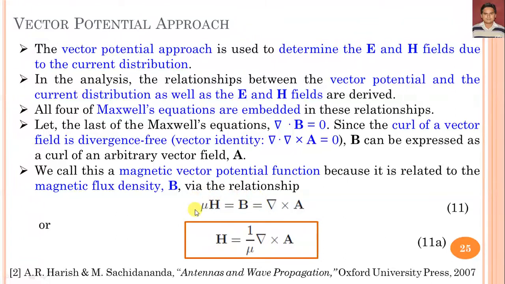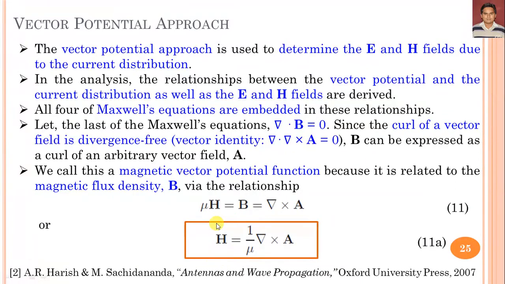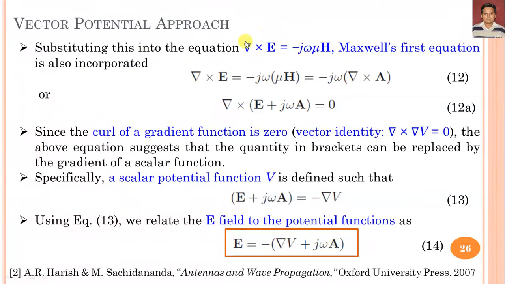Then by using this expression 11, we can calculate the magnetic field H, which is equal to 1 by mu del cross A. Substituting this equation into del cross E is equal to minus j omega mu into H, which is the Maxwell first equation, we put the value of the magnetic field H from equation 11 into this Maxwell equation. Then we get del cross E plus j omega A equal to 0.